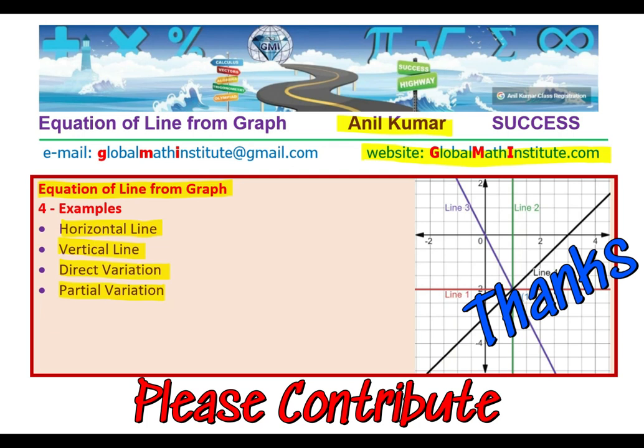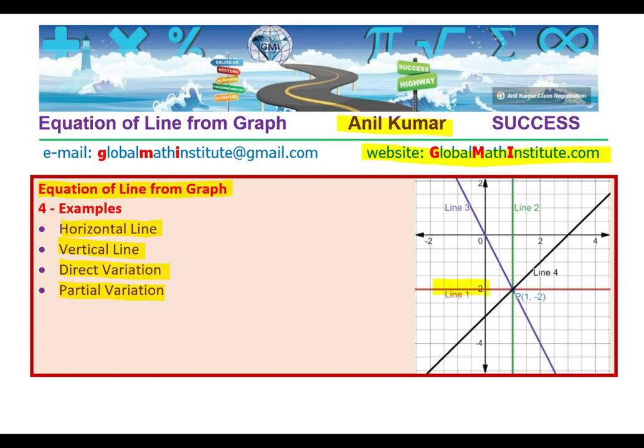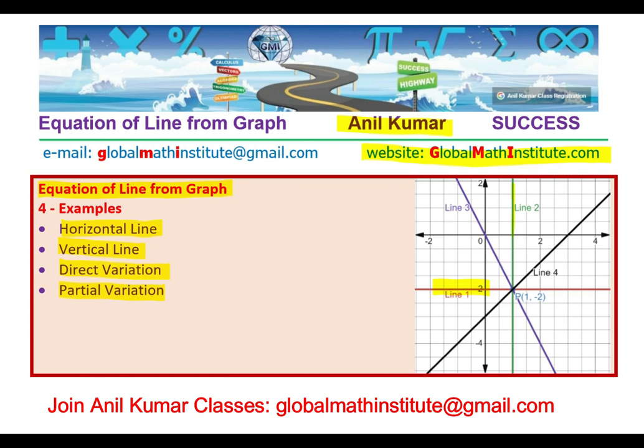So, let's get back to our current video in which we are going to write down equations of four given lines. You see line 1, which is a horizontal line, then line 2, which is a vertical line, then we have line 3, which is direct variation, and line 4, which is a partial variation.